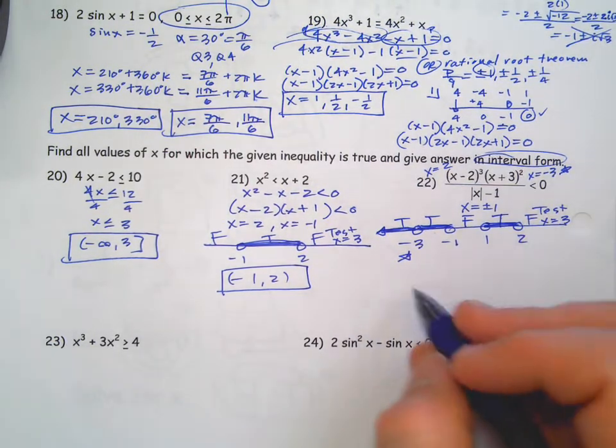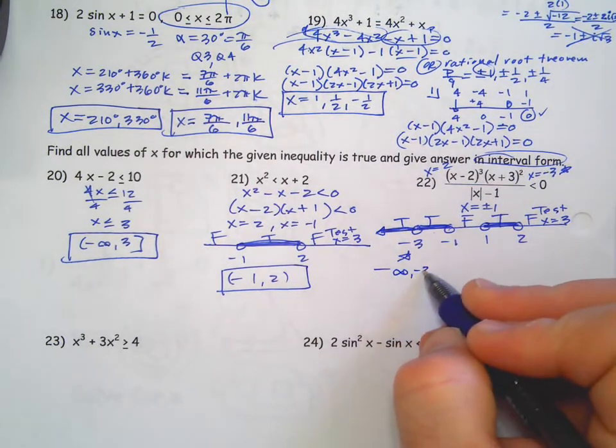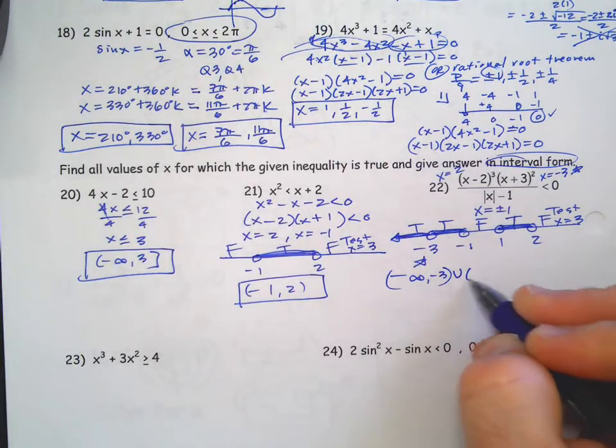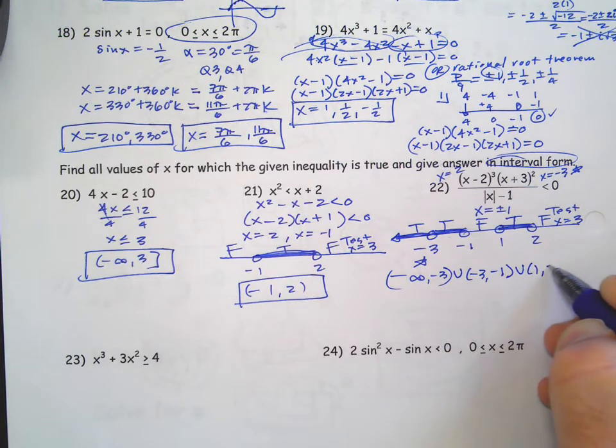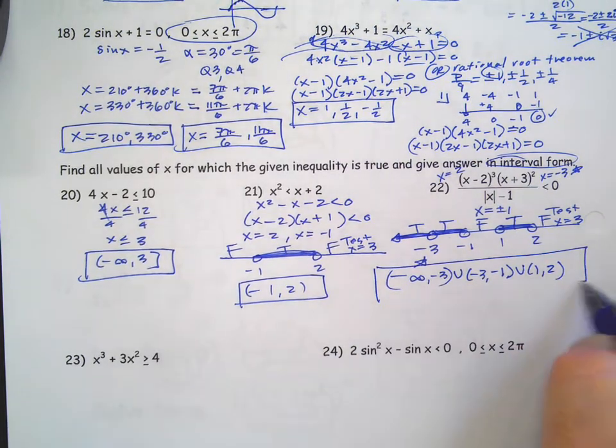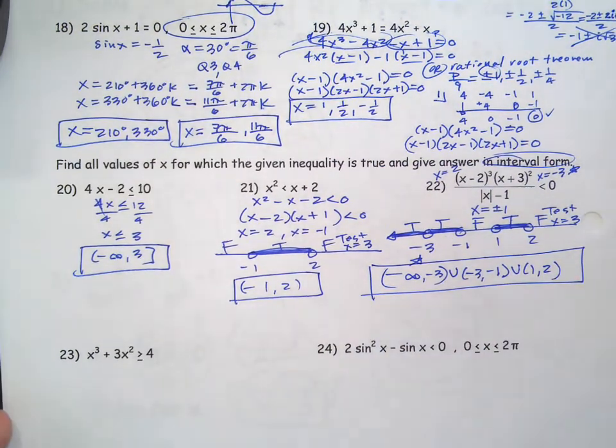So the final answer is negative infinity to negative 3. You've got to break it up. Union, negative 3 to negative 1, parentheses, union, 1 to 2, parentheses. There you go.